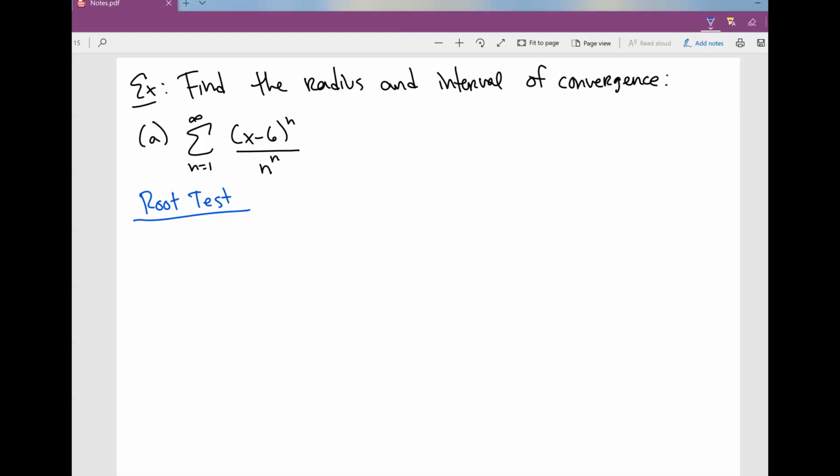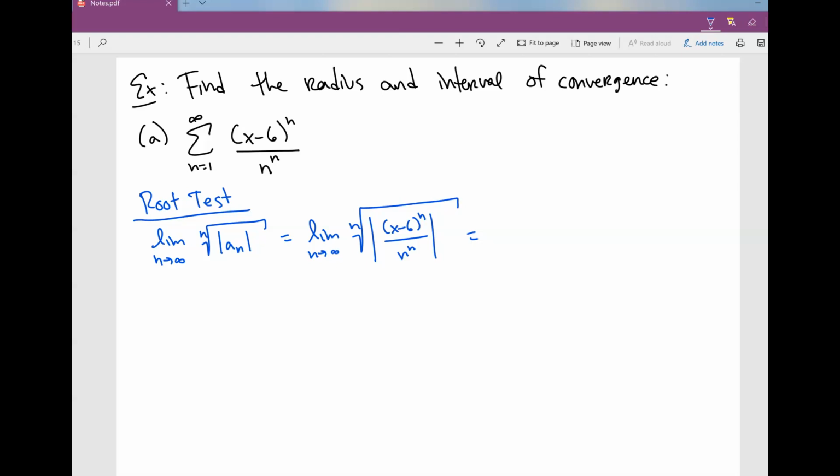So we need to figure out what the value of L is going to be. Remember that the root test says that the limit as n goes to infinity of the nth root of the absolute value of a sub n has to be less than 1. So let's go ahead and plug them in. The limit as n goes to infinity of the nth root of the absolute value of (x minus 6) to the power of n divided by n to the n.